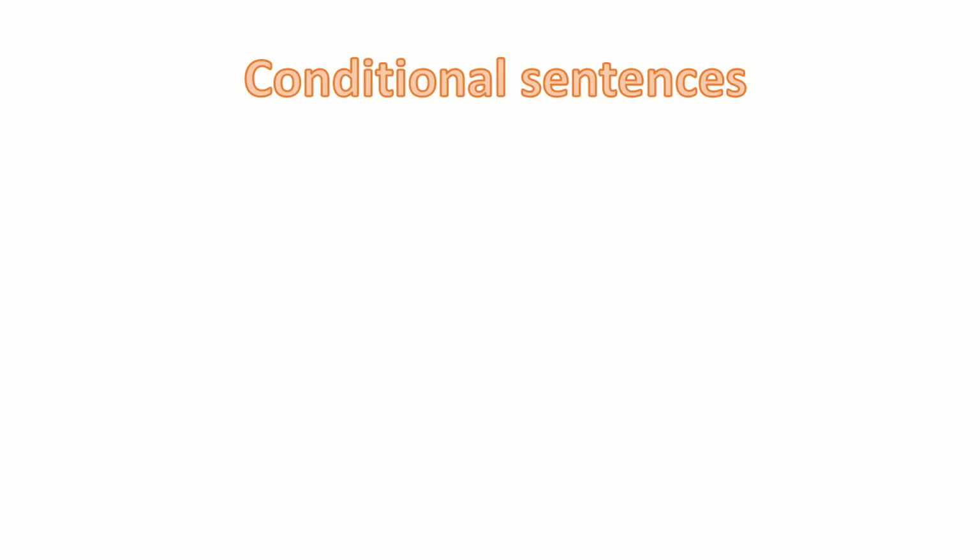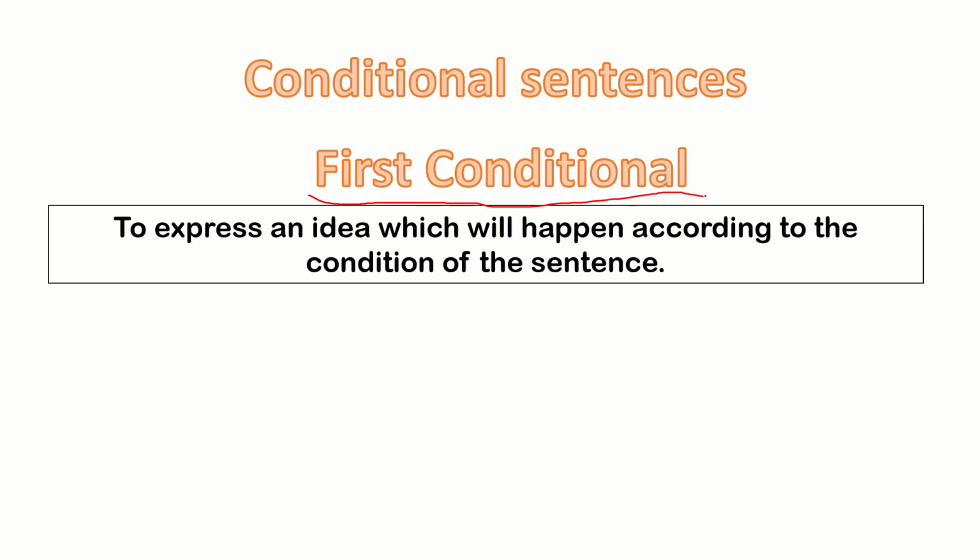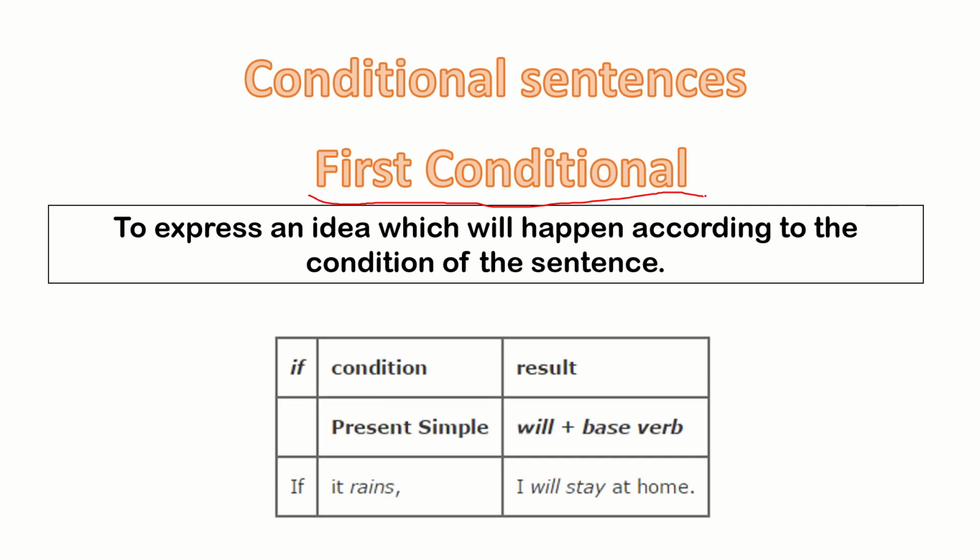All right, conditional sentences. First conditional. So this is the first conditional. And what do we use the first conditional for? Well, we use the first conditional to express an idea which will happen according to the condition of the sentence. Let's see. First, let's see the formula here. If plus the condition plus the result. For the condition, we use present simple. And for the result, we use will plus a base verb.